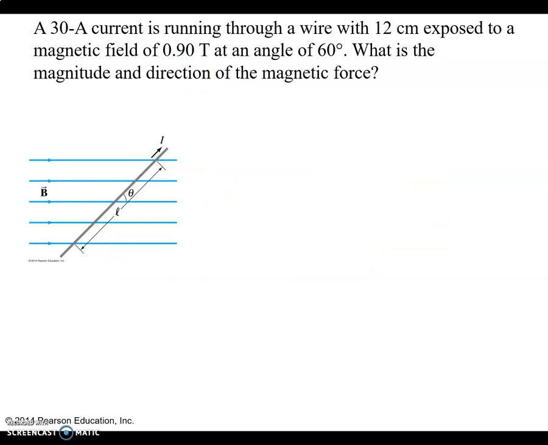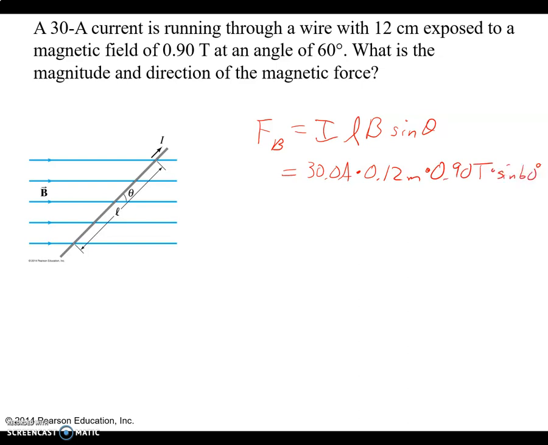All right, now let's take a look at the magnitude. You'll recall that the magnetic force is going to equal the product of the current times the length of wire exposed times the strength of the magnetic field times the sine of the angle in between them. So that's easy enough. We have all that information. It's 30 amps times length of wire exposed, 12 centimeters or 0.12 meters, times the strength of the magnetic field, 0.90 tesla, times the sine of 60 degrees.